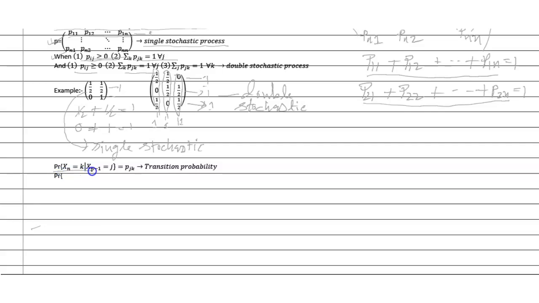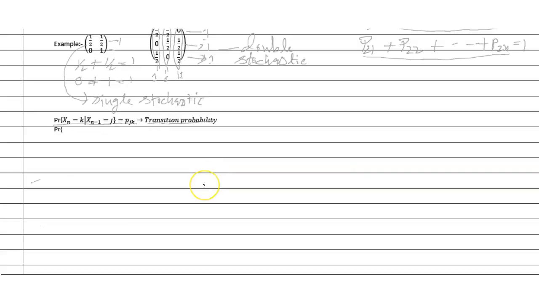Now we discuss that the probability of Xn equals k given Xn minus 1 equals j is Pjk, the transition probability. Similarly, the probability of Xn plus 1 equals k given Xn equals j is also Pjk. So friends, whatever you see in this kind of matrix, this kind of probability equals Pjk. This must be remembered.